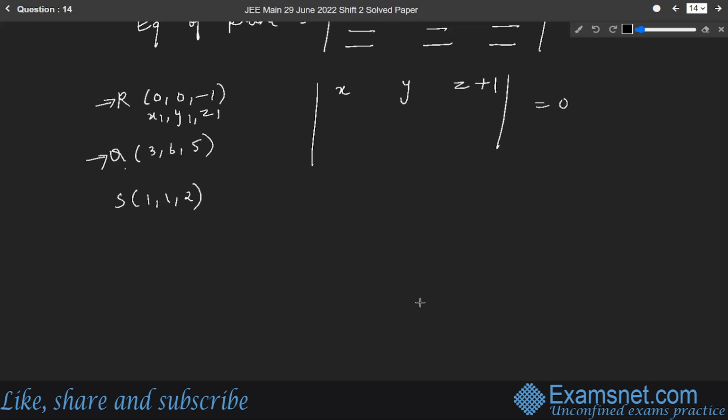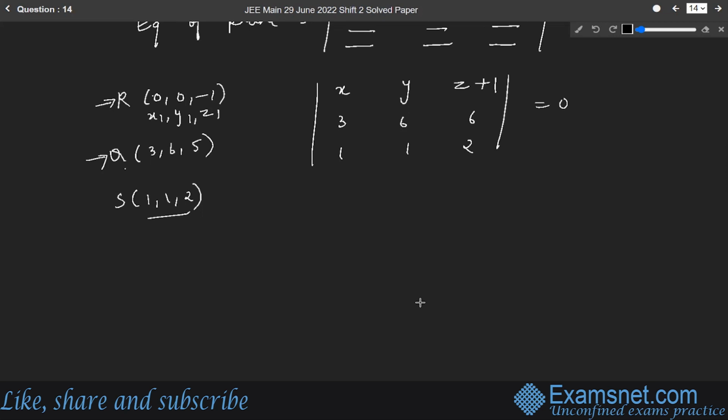Okay, so direction ratios will be 3 minus 0, 3, 6 minus 0, 6, and 5 minus minus 1 will be 5 plus 1, so it will be 6. So we have 3, 6, and 6. And what are the other points? 1, 1, and 2, right? Now we have to simply expand this determinant along the first row, right?